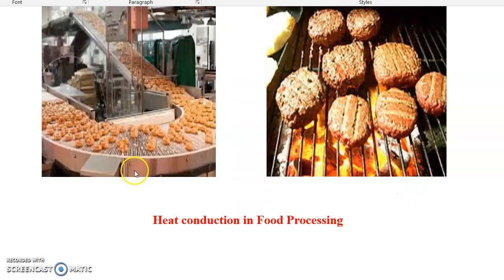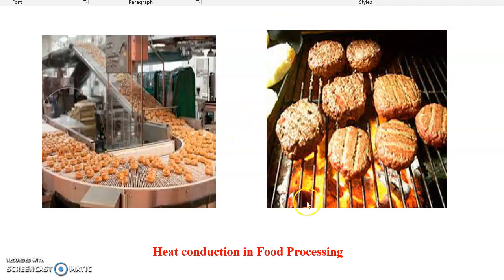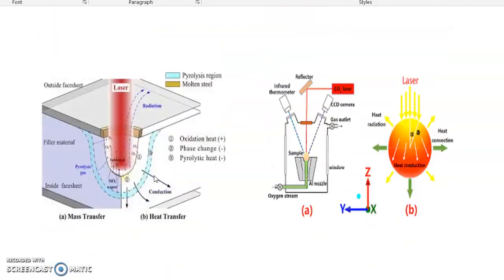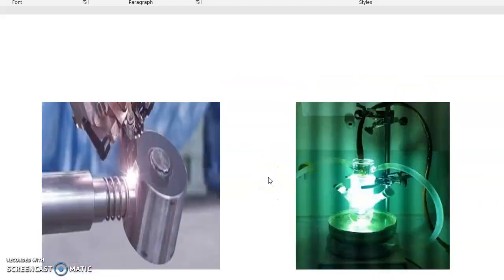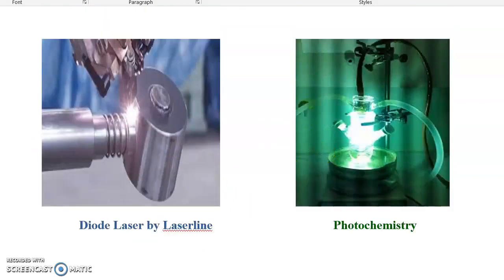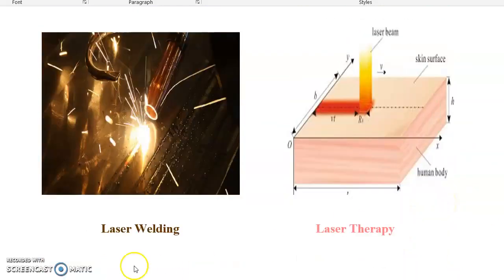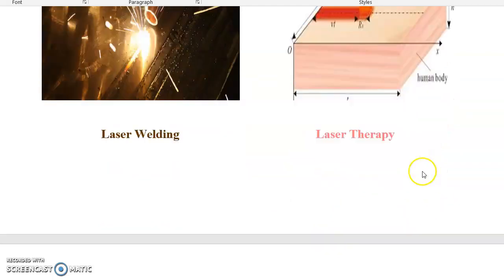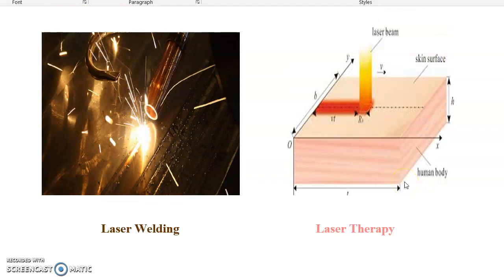And the next is in food processing, where heat conduction plays a vital role. And next is in laser, where we study heat radiation and convection. Similarly, this is manufacturing a diode laser by laser line, and similarly this is an example of equipment in photochemistry. The next is laser welding. In laser welding also heat plays a major role. Similarly in laser therapy, heat conduction is very important to observe.